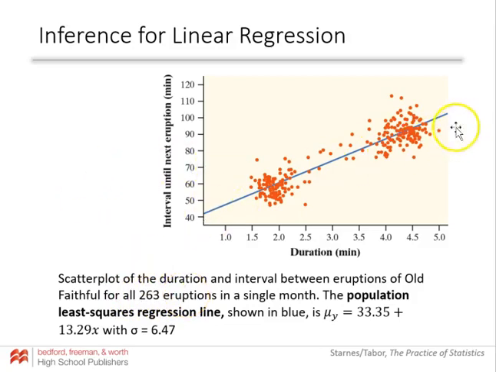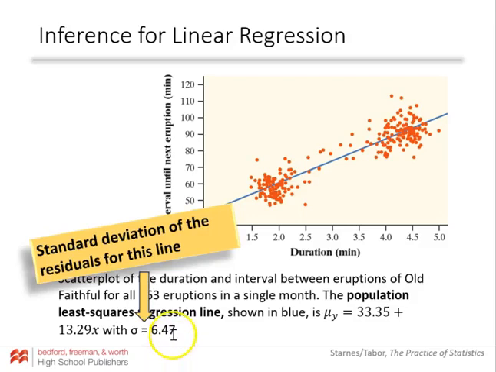So this line is a population least squares regression line because it contains all the data for the entire month. And then we have sigma equals 6.47. So that's the standard deviation of the residuals for this line. Last chapter we had this as s, and that's because we were using sample data. Because this is population data, they're using sigma, but it's still the standard deviation of the residuals.